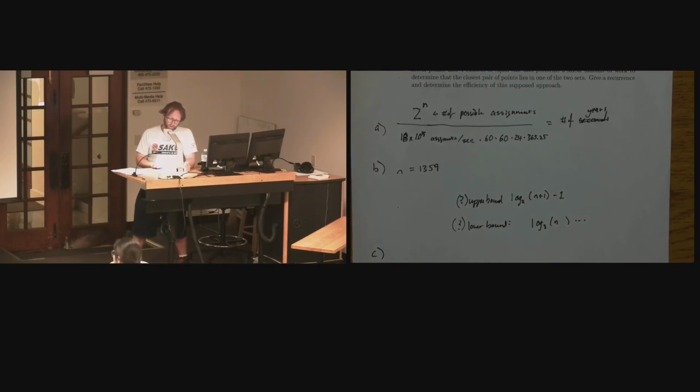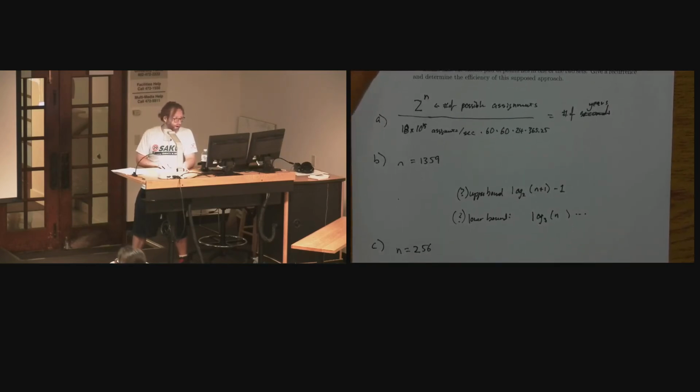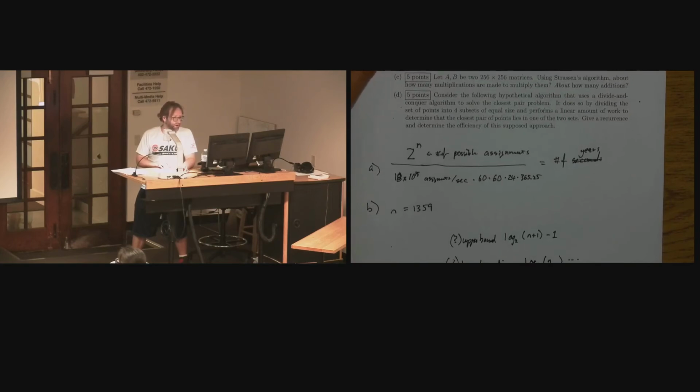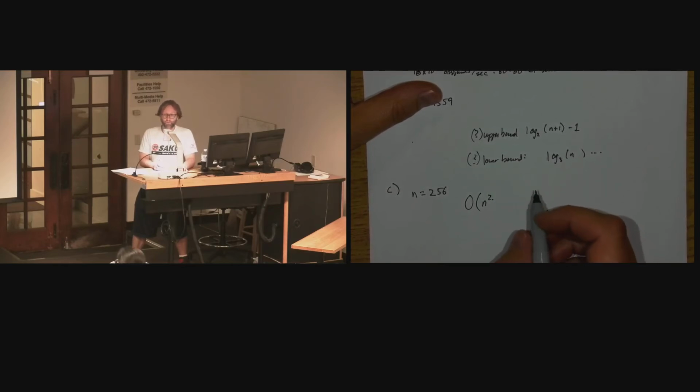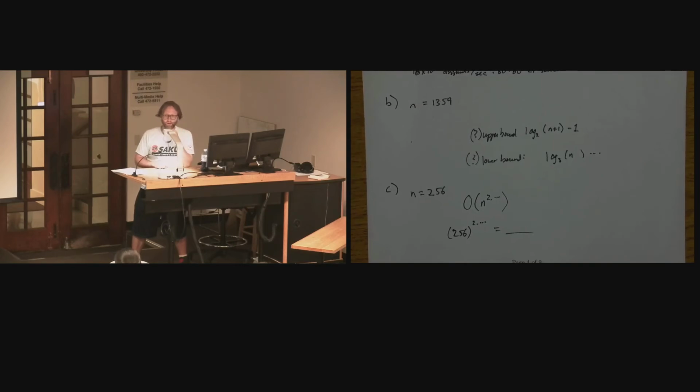C. Let A and B be 256 by 256. In other words, n is 256 matrices. Using Strassen's algorithm, about how many multiplications are made to multiply them? About how many additions? So if I've got n here, and I remember that Strassen's is about n to the 2 point, what was it? 2 point something. Then all I need to do is compute 256 to the 2 point something, and I get my answer. Pull out your calculators. Right?